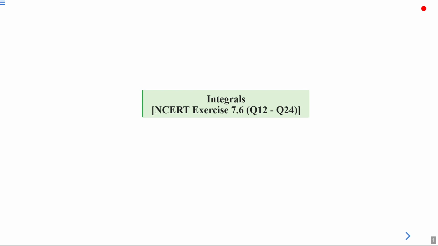Today we continue exercise 7.6, from question 12 to question 24. In the previous class, we solved some questions on integration by parts. Okay.